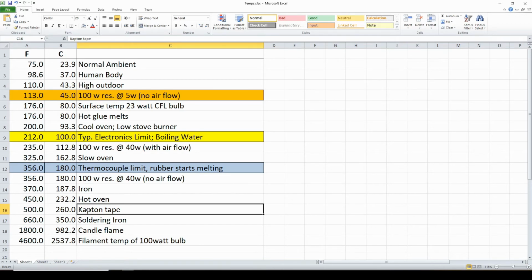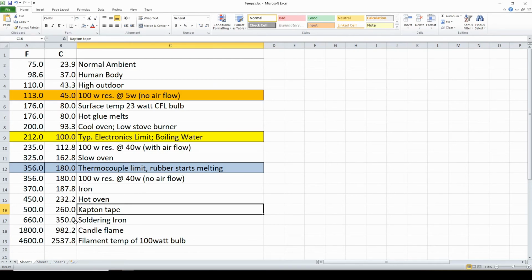And then we talked about the Kapton tape, which is the tape that I put the thermocouple on with. When you get around 260 degrees, that's going to start melting. So you've got to be careful when you use Kapton tape to stay below that, about 500 degrees Fahrenheit. And then the tip of a soldering iron, you're going to set for maybe 320 to 400 degrees Fahrenheit, something in that range.